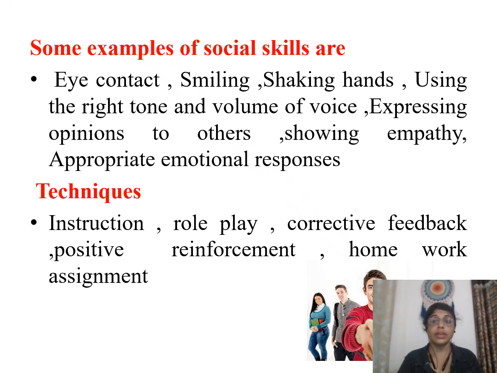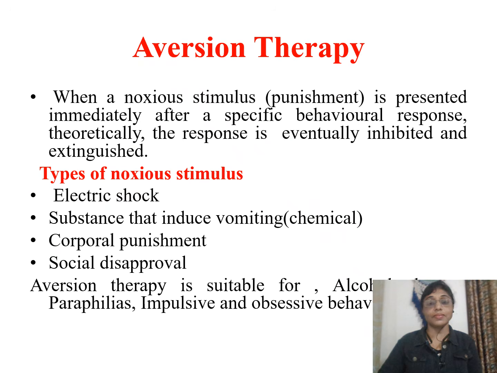Examples of social skills are eye contact, smiling, shaking hands, using the right tone and volume of your voice, expressing opinion to others, showing empathy, and appropriate emotional response. Techniques used for social skill training are instruction, role play, corrective feedback, positive reinforcement, and homework assignment.